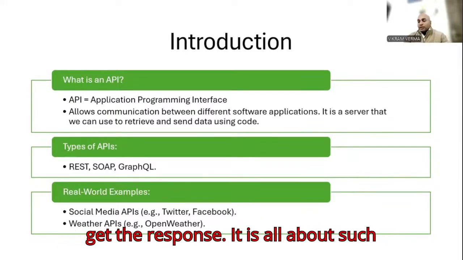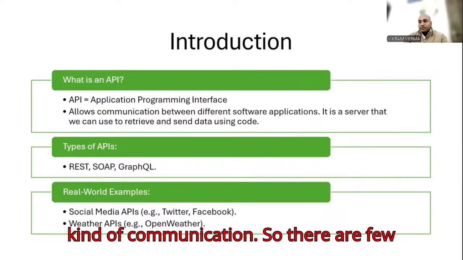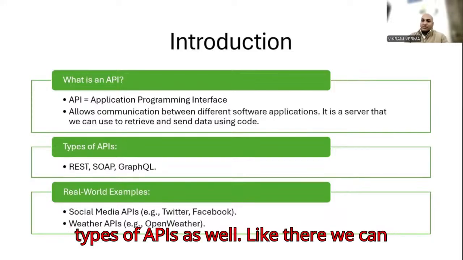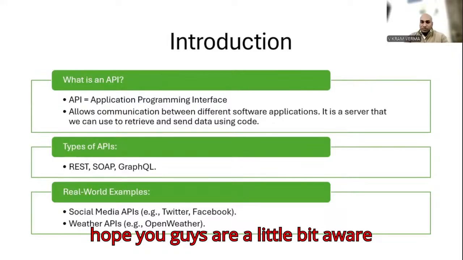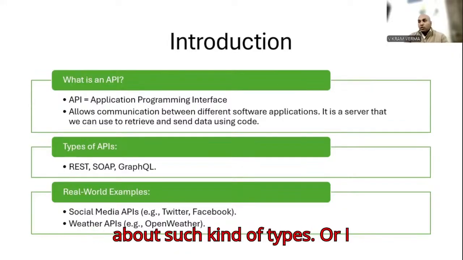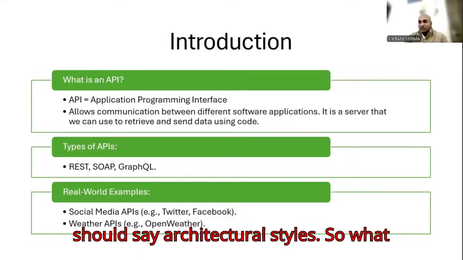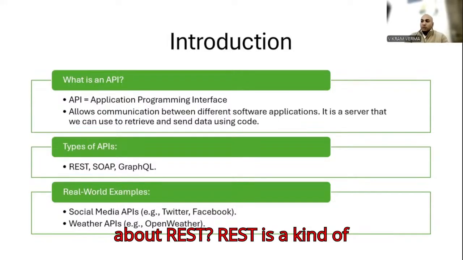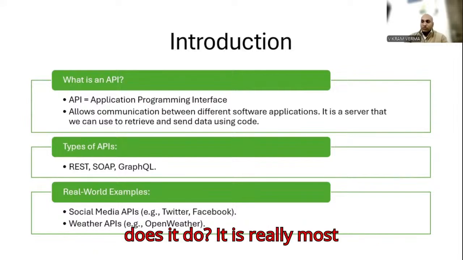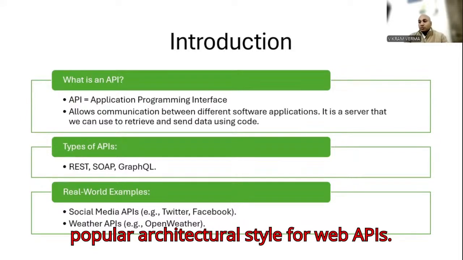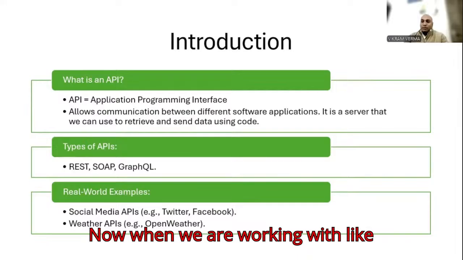There are a few types of APIs as well, like REST, SOAP, and GraphQL. I hope you are a little bit aware of such types, or I should say architectural styles. So what about REST? REST stands for representational state transfer. It is the most popular architectural style for web APIs.